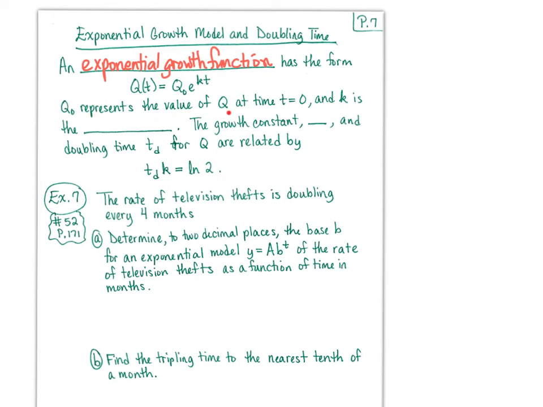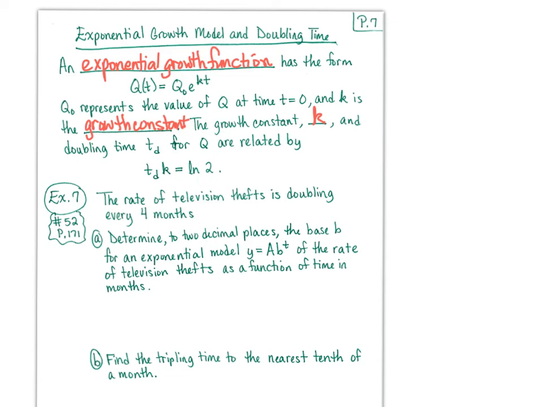Q naught represents the value of q at time t equals 0, and k is the growth constant. The growth constant k and the doubling time t sub d for q are related by t sub d times k is equal to the natural log of 2. Notice that for exponential decay, the decay constant was negative, but here it is positive because we're talking about exponential growth. They're related by multiplying them, that's equal to ln 2.